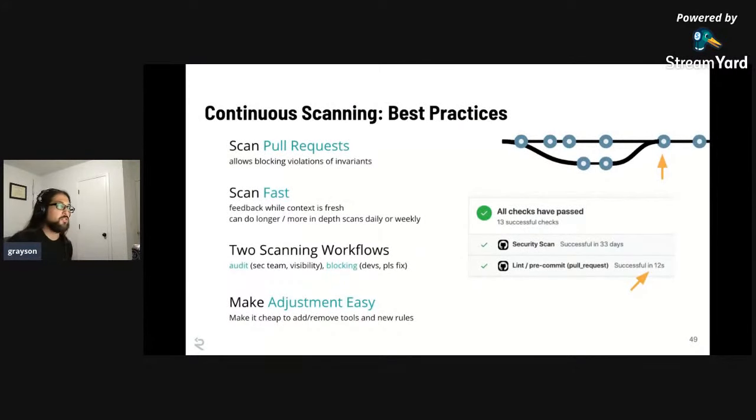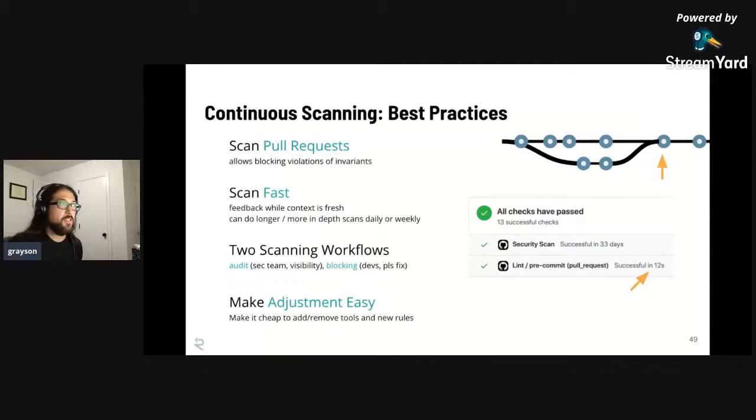So, some continuous scanning best practices. The pull request, or the merge request, or whatever the analog is in your system, is a great unit of work to scan. It allows blocking for violations of invariants before things get into a mainline version of the code, whether that be production or whatever you call it.